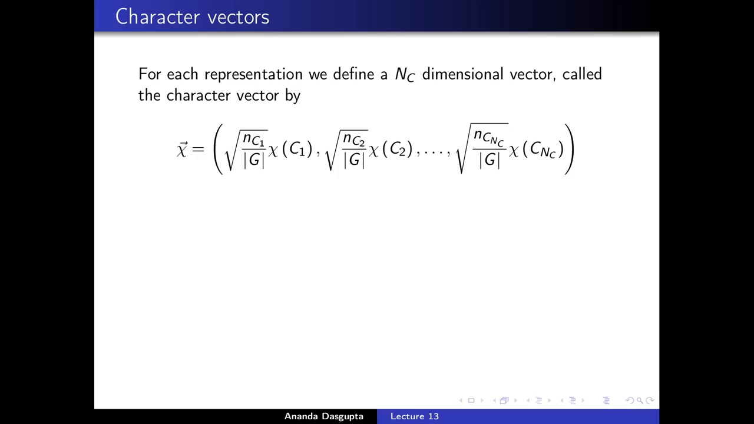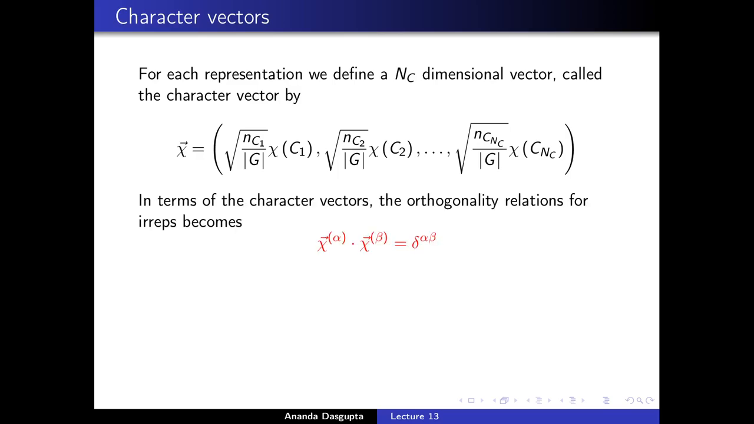The only reason why we have included these ugly factors of square root of n C i by mod G in the definition of the chi vector is that once you do that, the orthogonality relation for the irreps simply becomes this: chi alpha inner product with chi beta is delta alpha beta. Here the dot stands for the Hermitian product, or the inner product for complex vectors that we all know and love. So, in this particular form, the connection between orthogonality of vectors and orthogonality of these characters becomes obvious. Here we do have a vector corresponding to the characters, one element for every class, and this is a genuine orthogonality relation between those vectors.